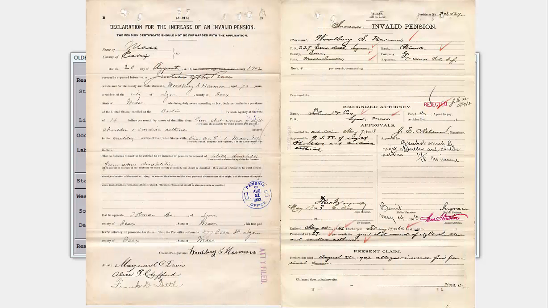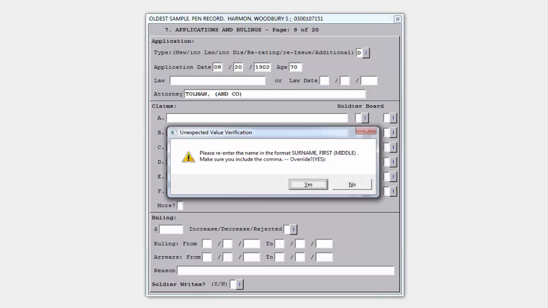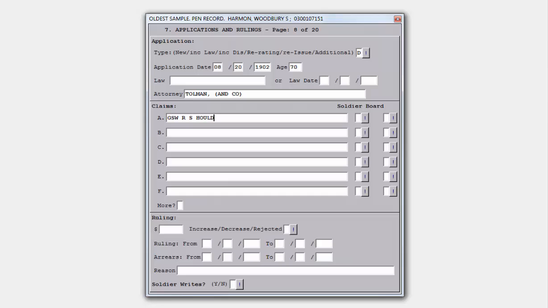The next application is dated August 20, 1902, and is an increase based on disability. The soldier is 70 years old. His attorney is Tolman & Co. The soldier claims and is approved for gunshot wound right shoulder and cardiac asthma. The pension board acknowledges the disabilities but does not approve an increase. An R for rejected is input in the appropriate field.